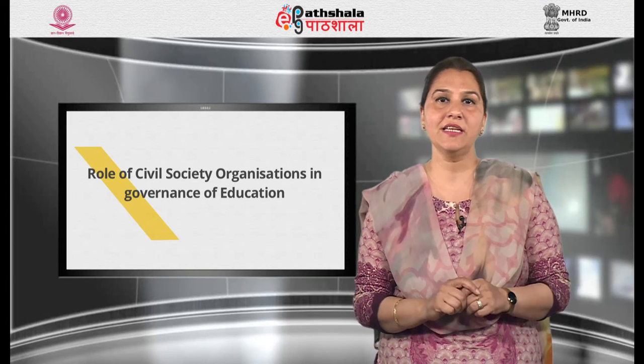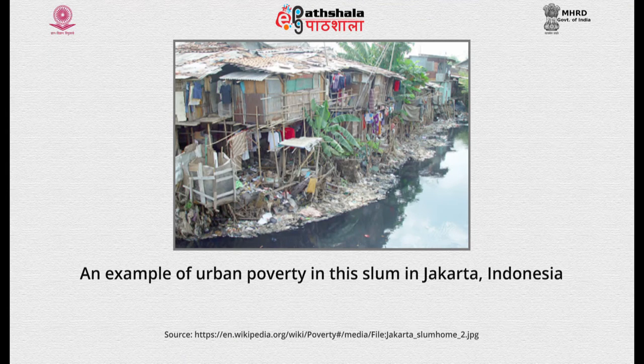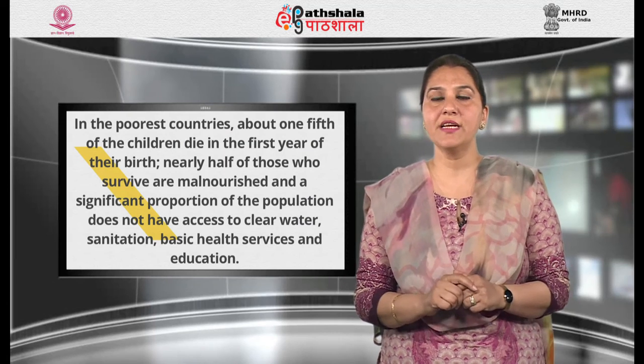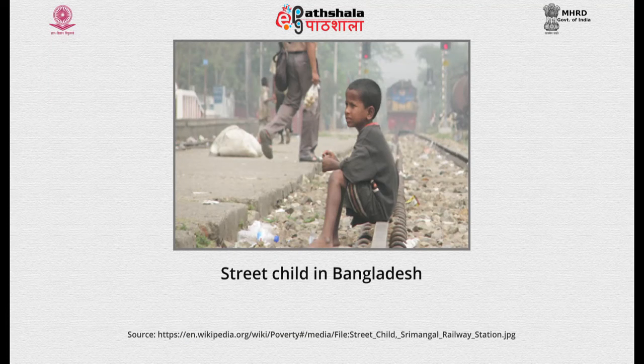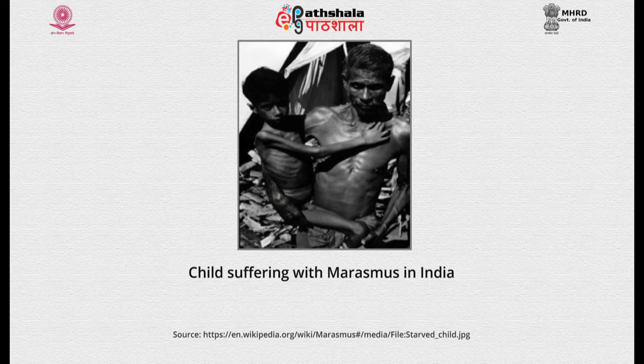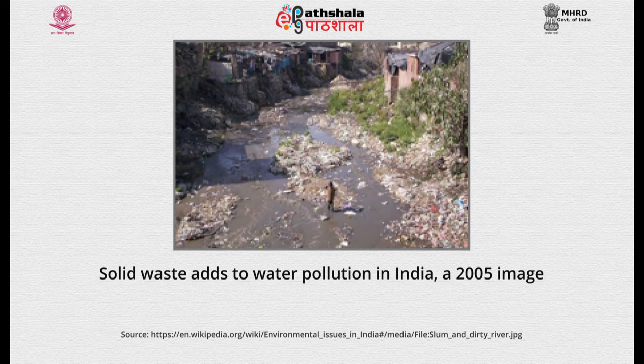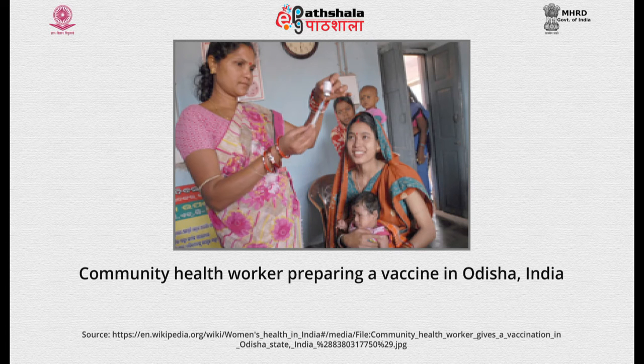requirements of global society. Thus, on one hand, while we witness rapid economic growth and prosperity in some regions, there are more than a billion people who continue to live in poverty, with purchasing power of less than a dollar a day. In the poorest countries, about one fifth of the children die in the first year of their birth. Nearly half of those who survive are malnourished, and a significant proportion of the population does not have access to clean water, sanitation, basic health services, and education.